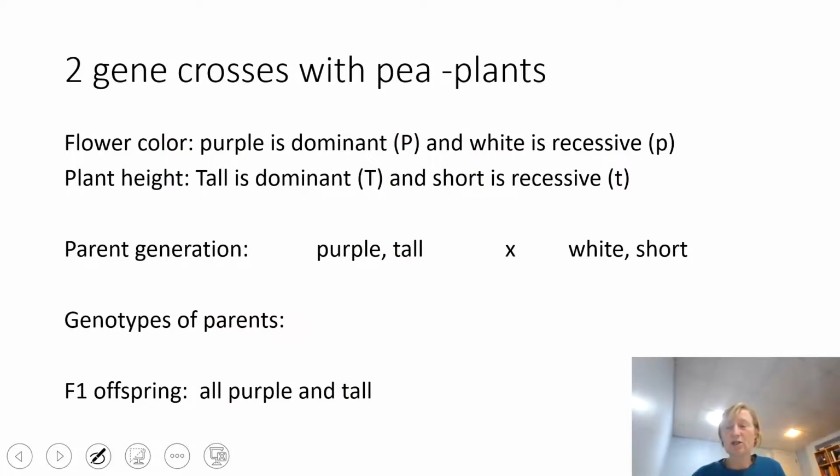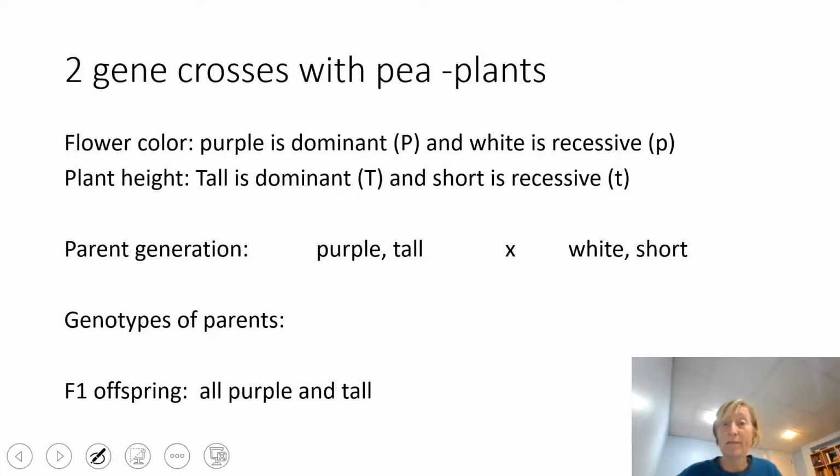Okay, and now we're going to do a dihybrid cross. This is when we're dealing with 2 genes at the same time. What if we're studying 2 traits at the same time? How does that affect what the plants inherit or what the offspring inherits? Well, we're going to take a look at flower color and plant height in pea plants. And we know some things.